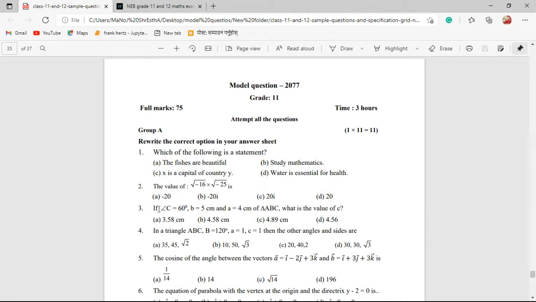Question number 3 says, if angle C is 60 degrees, side B is 5 centimeters, and side A is equal to 4 centimeters of triangle ABC, what is the value of C? So in the question you have been given two sides of a triangle and an angle, and you have to find the value of C, which is the side opposite to this angle. You can see the solution here.